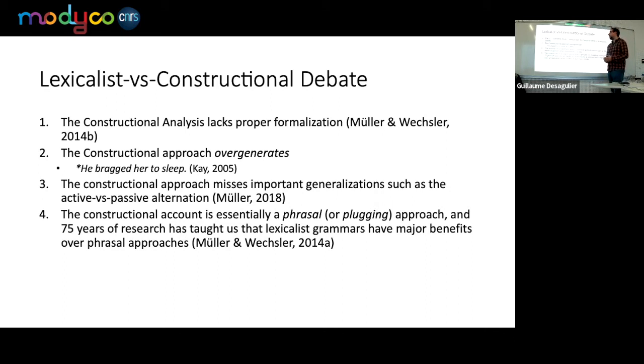Another criticism is that it overgenerates. What prevents the construction from saying he bragged her to sleep, which according to Paul Kay is not something that English speakers would say.